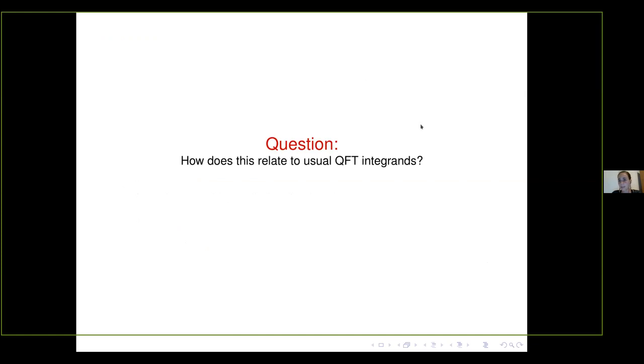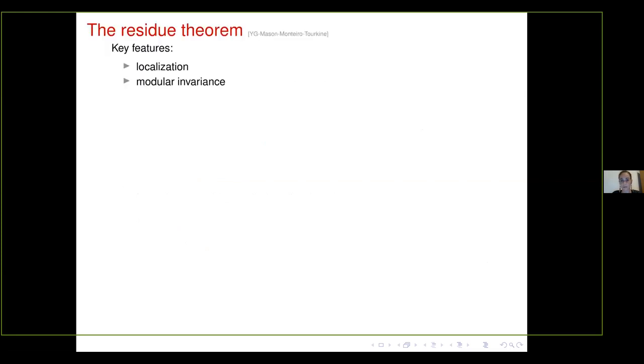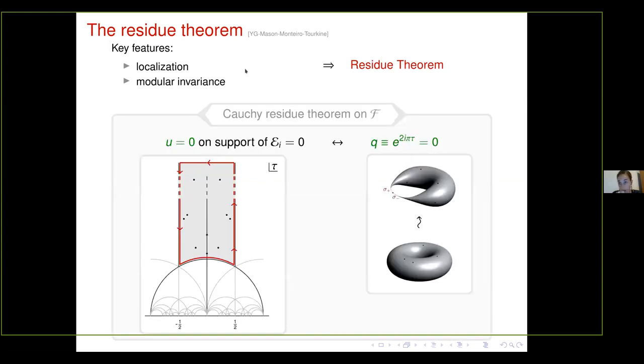So ideally, we would like to have a way of relating this back to at least something that is more directly related to the way we usually think about quantum field theory integrands. And the way to do this is to use the two key features that I was highlighting to you before, the localization and the modular invariance. Together, they tell you that you can actually apply a residue theorem on the fundamental domain. And the argument is really simple, but just let me spell it out for you.